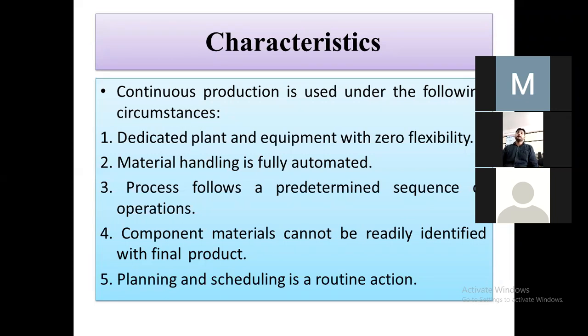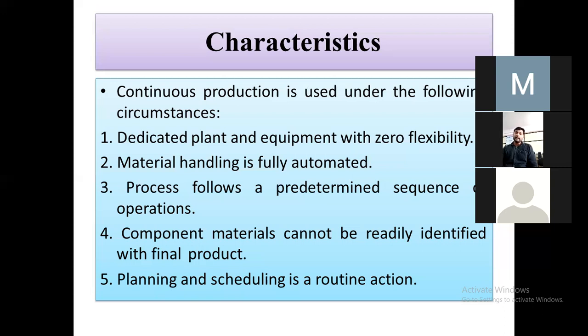Then material handling is fully automated. The process flows in a predetermined sequence of operations that you know. Component materials cannot be readily identified with the final product. This means that in the initial stage you cannot understand what the final product will be on the basis of the raw material available for production. On that basis you cannot decide which product this automation will produce.